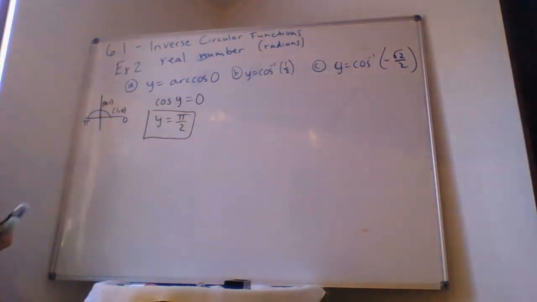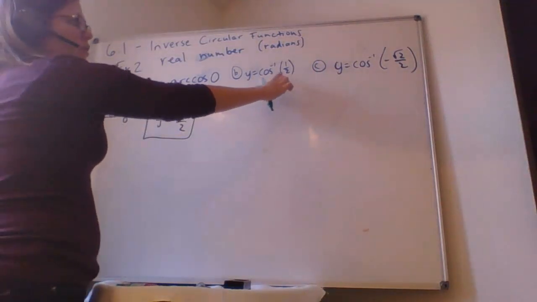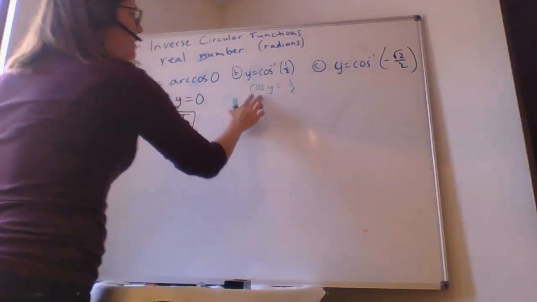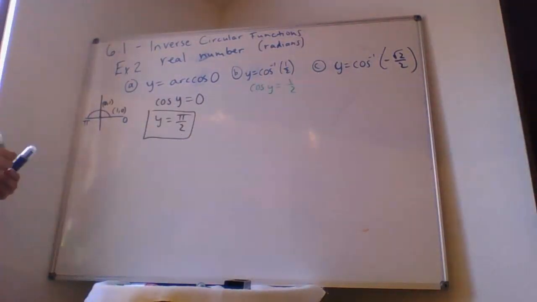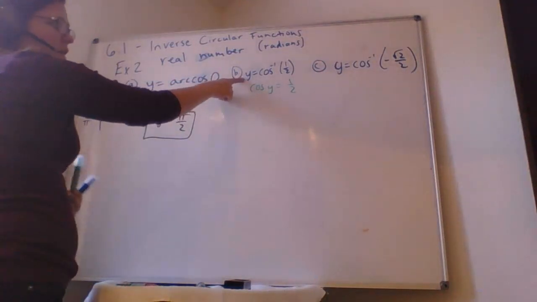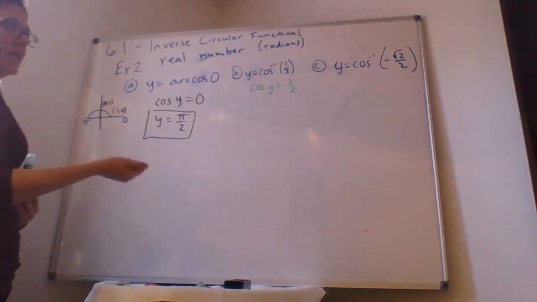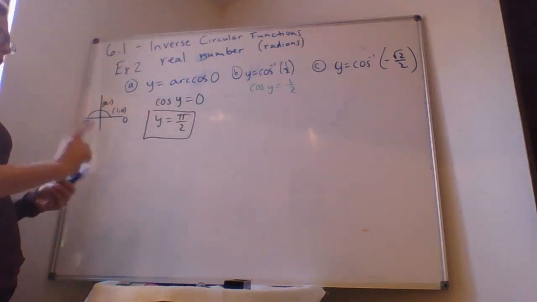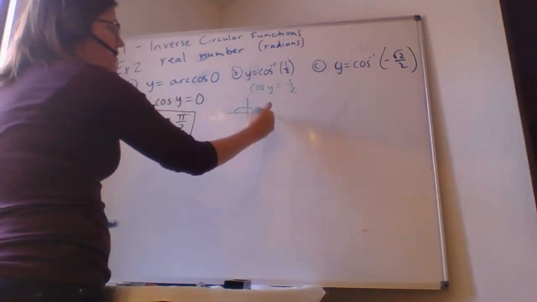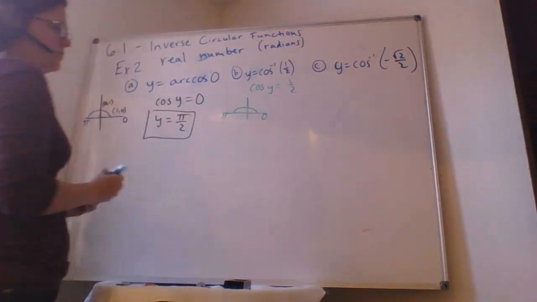B, y equals cosine inverse of 1/2. This is asking what angle has a cosine of 1/2? Or we can rewrite that as cosine y equals 1/2. Again, because cosine inverse is a function, I only get one answer. And because it's a cosine inverse, my answer must be 0 to pi.